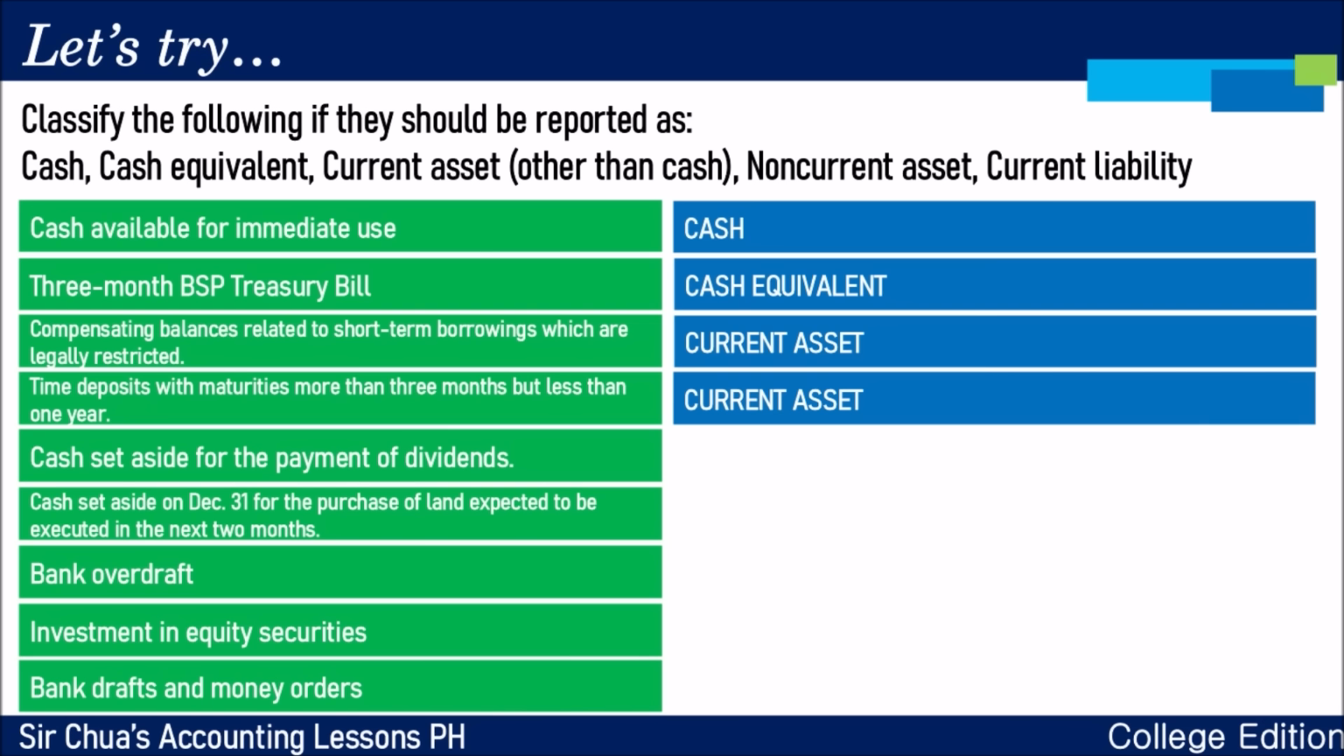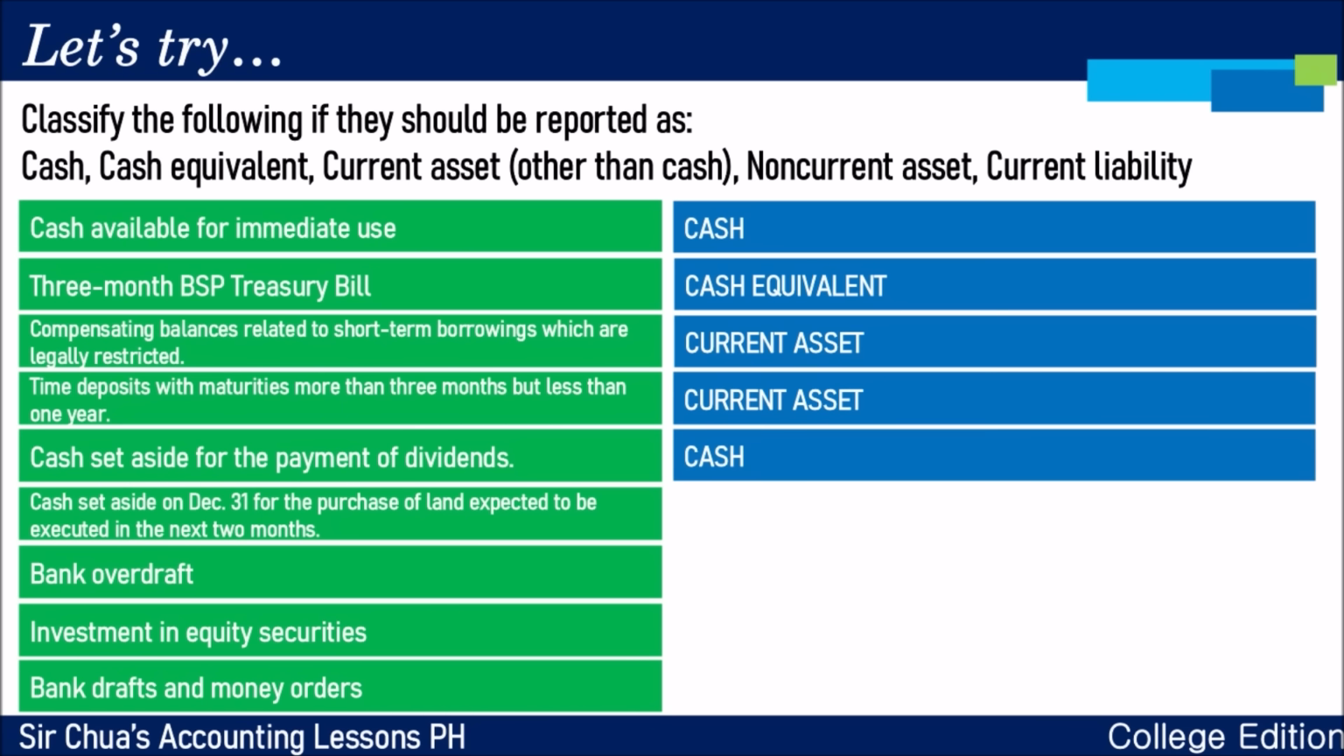Huwag kayong malilito porque sinabi sa problem set aside restricted na agad siya. Titignan niyo yung purpose, okay? Since it is set aside for payment of dividends, then that is a dividend fund. And a dividend fund is also recorded as part of cash.